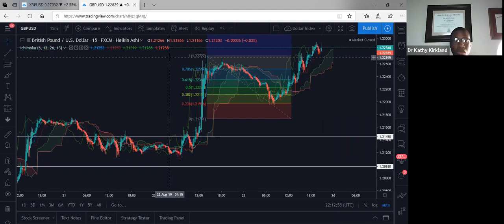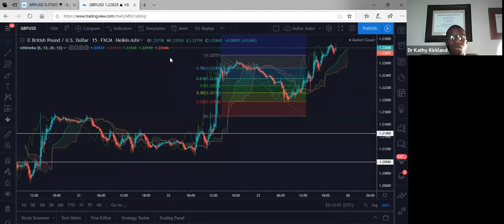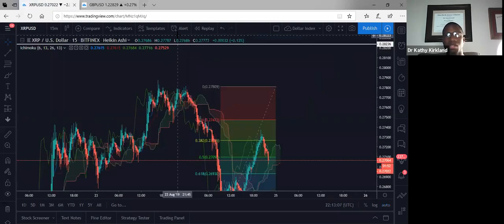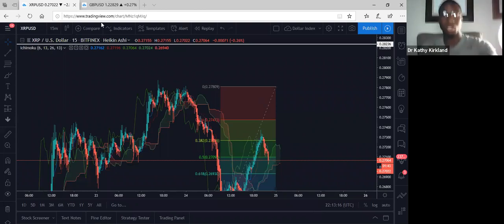Let's see. Let me share Ripple. Can y'all see XRP USD? Let me know. Okay. All right, cool. All right, so this was the 15-minute. Or maybe I did it on an hour.